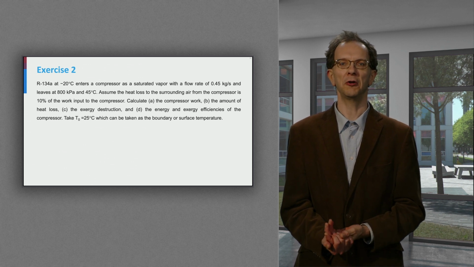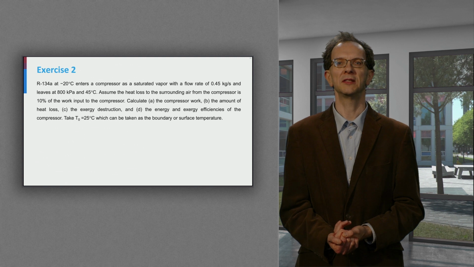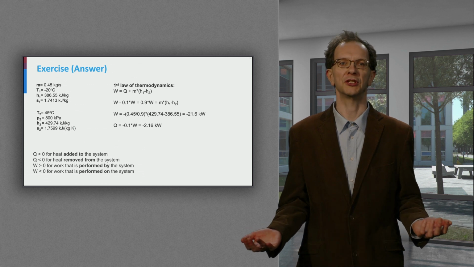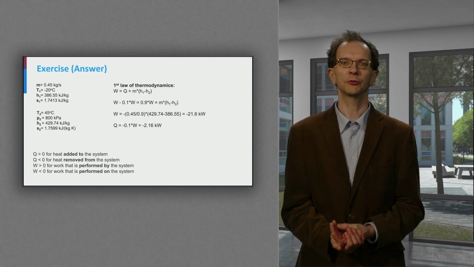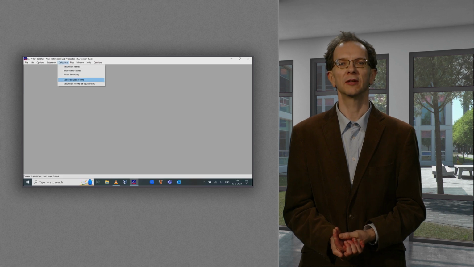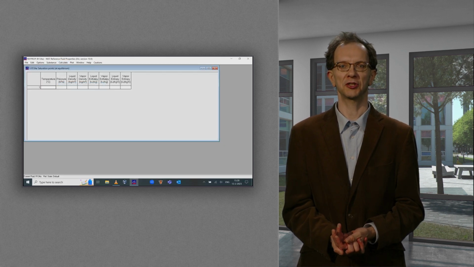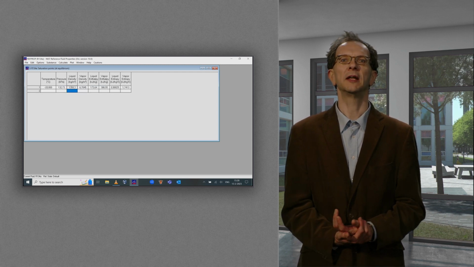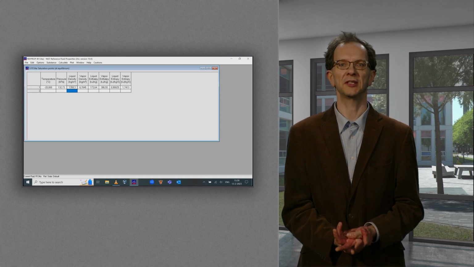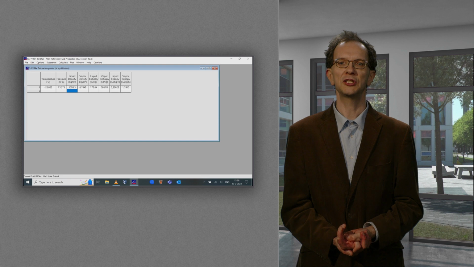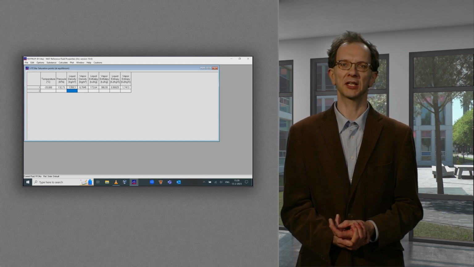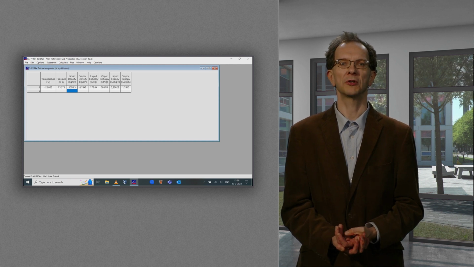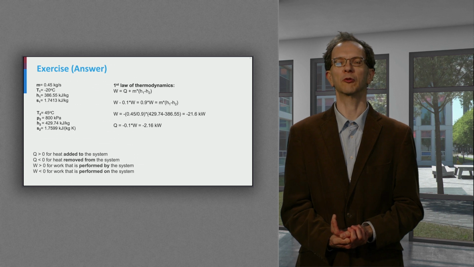We should take T0 as 25 degrees Celsius, which can be taken as the boundary or surface temperature of the compressor. How to solve this? Again, we use RefProp to obtain thermodynamic properties of this refrigerant. The refrigerant enters the compressor as a saturated vapor at minus 20 degrees Celsius, so in the saturation table in RefProp we can immediately look up the enthalpy and entropy at the inlet state point 1. These are H1 is 386.55 kJ per kilogram and S1 equals 1.7413 kJ per kilogram Kelvin.